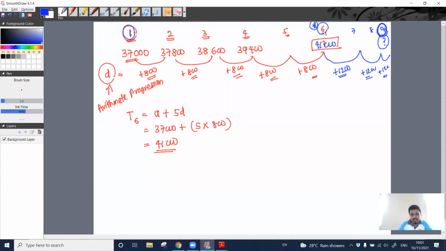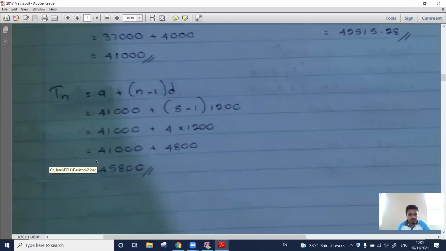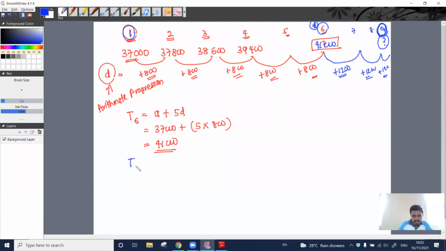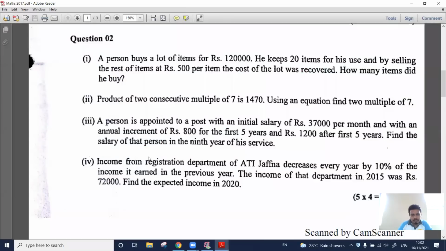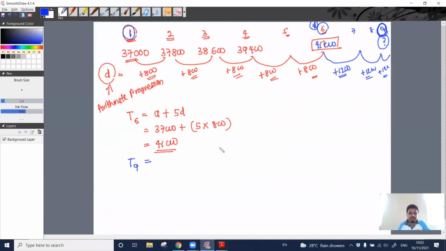So here, what we need to get? The 9th year, right? We are here. We need to get the value here. So what do we need to do? I will write it as T9. That is what we need to find, right? Find the salary of that person in the 9th year of his service.